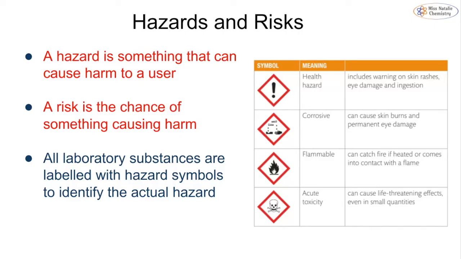And you'll have seen that all laboratory substances are labelled with hazard symbols to identify the actual hazard. So they'll have a symbol like shown in the table where we can have a health hazard. So it could be something that is corrosive or can be an irritant and cause skin rash or eye damage. We can have something that is corrosive that could cause a burn. So you may see this on something like an acid. We can have flammable that you may see on, for example, an alcohol. So it will catch fire very easily if it comes into contact with a flame. Or something that is acutely toxic. So maybe like cyanide, that in even very small quantities can be extremely life-threatening.